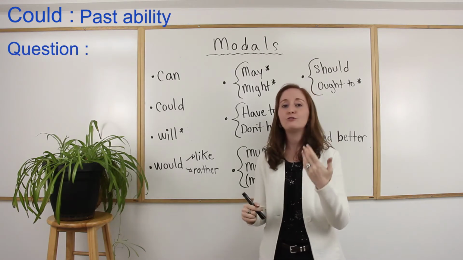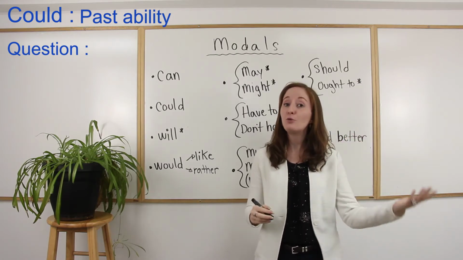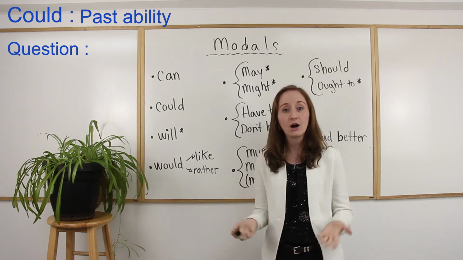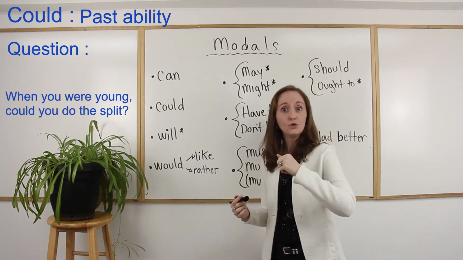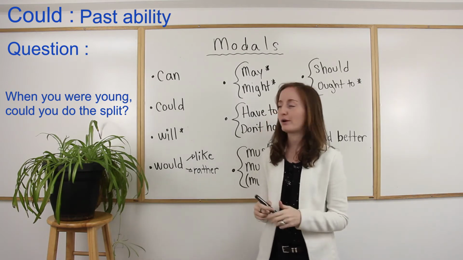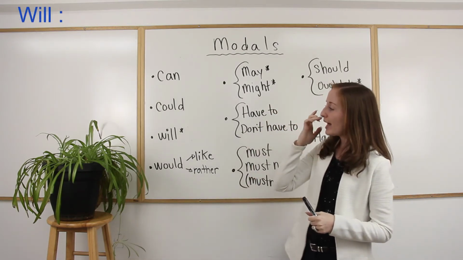If I want to use could for a past ability in the shape of a question, then typically I use also simple past in my context. When you were young, could you do the split? For example.